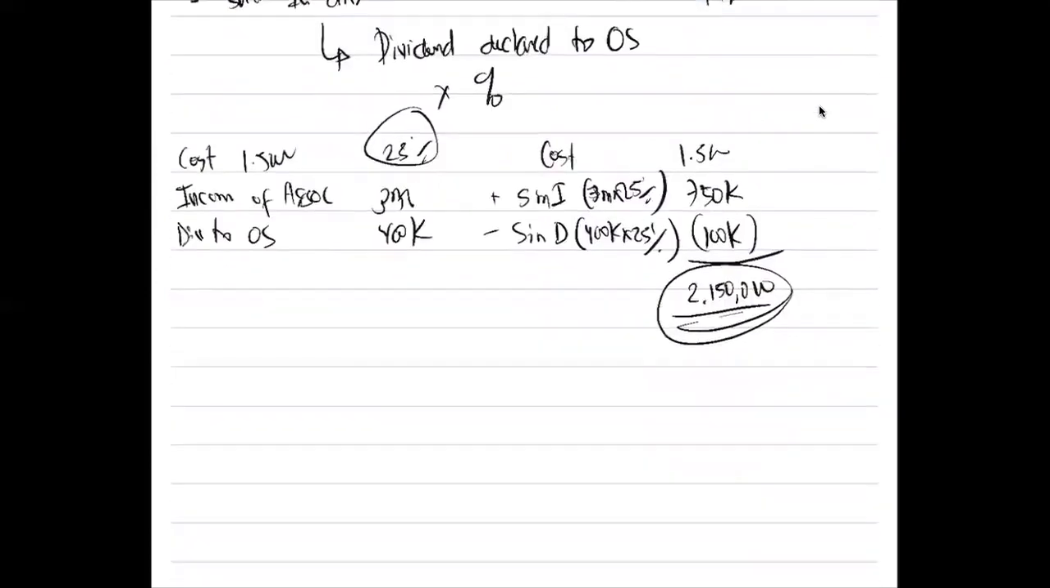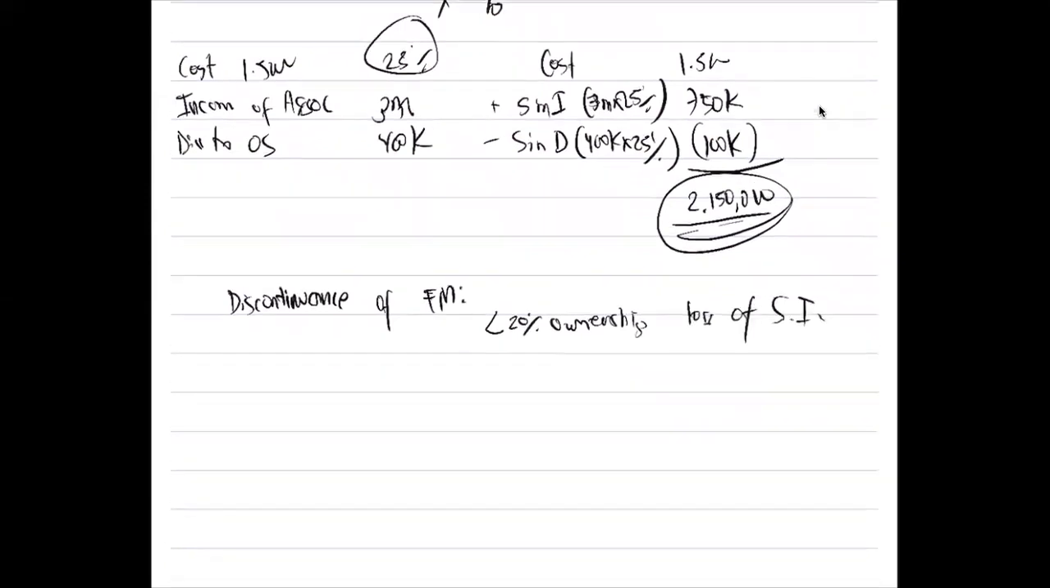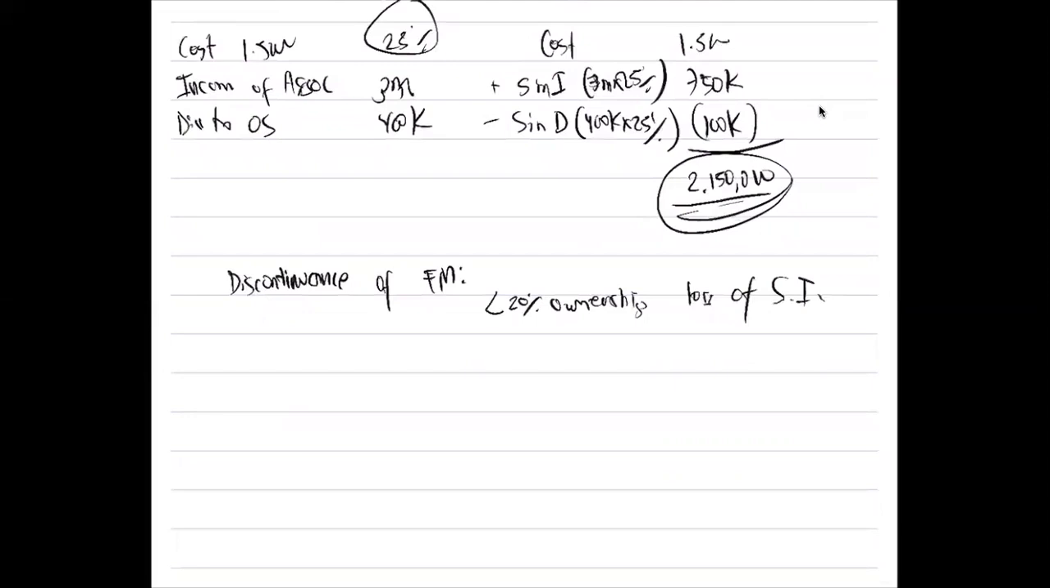Now, we go with your discontinuance of equity method. So when do we discontinue your equity method? If ever you have less than 20% ownership or there is a loss of significant influence. So on your loss of significant influence, this happens whenever there is a sale of investment in associate.